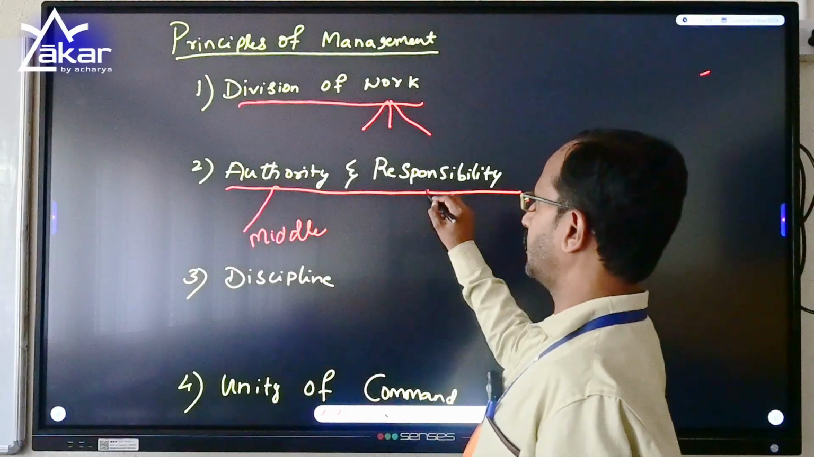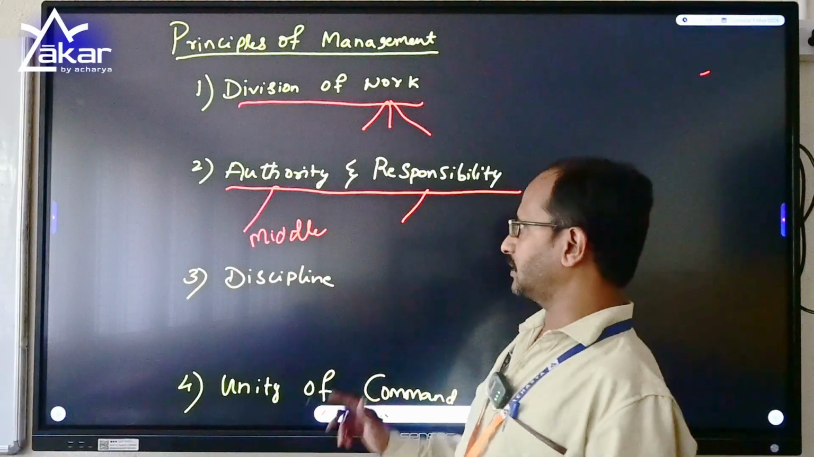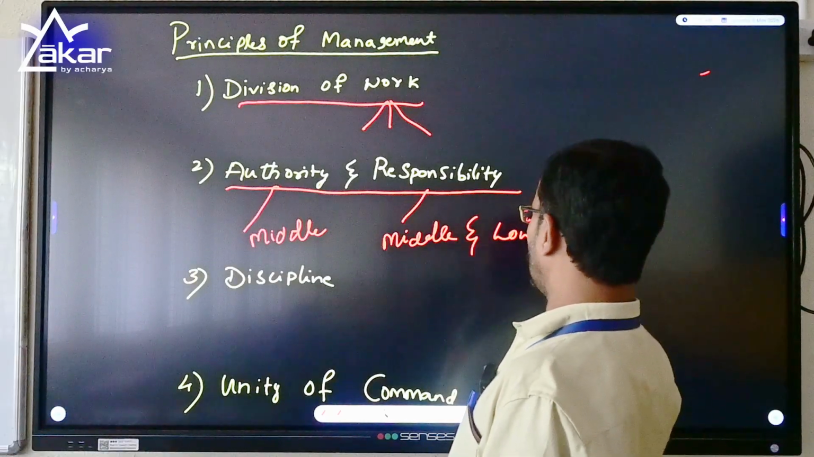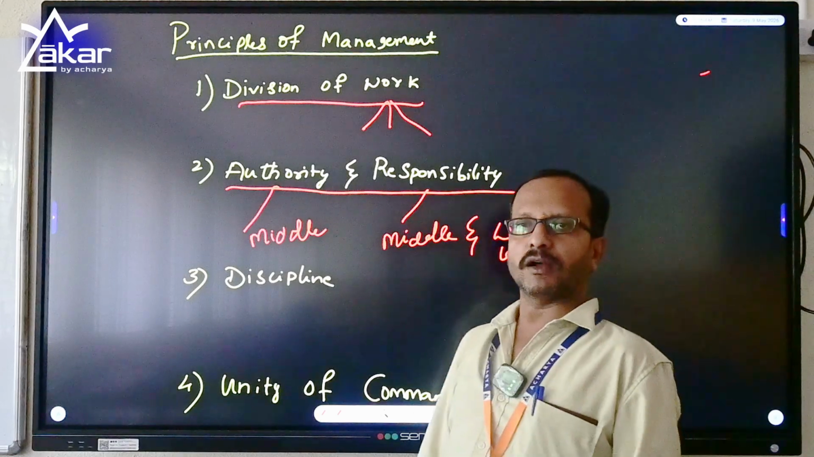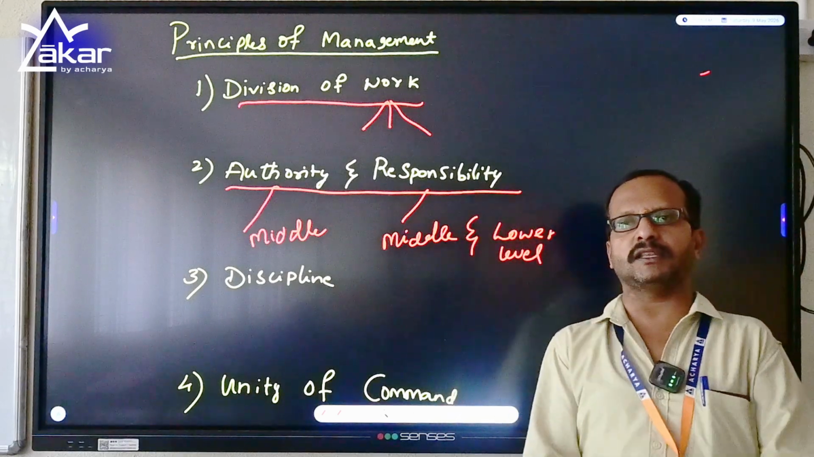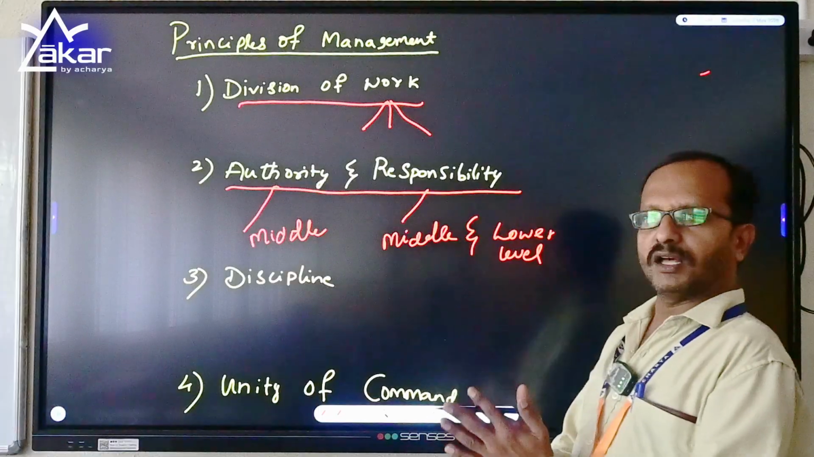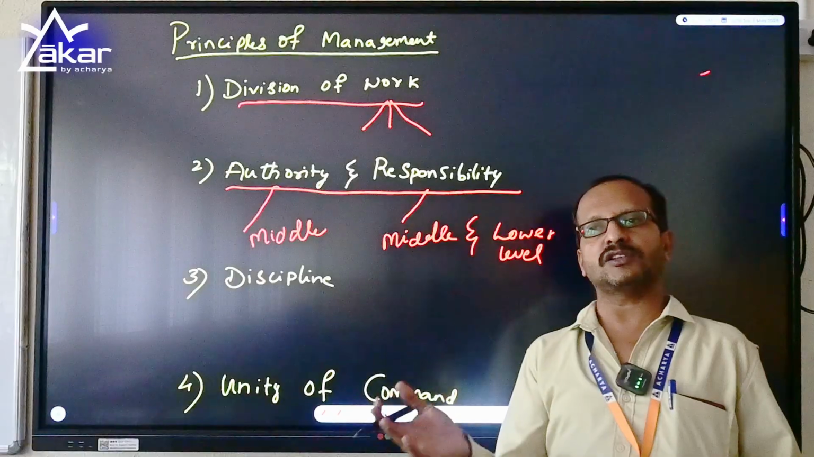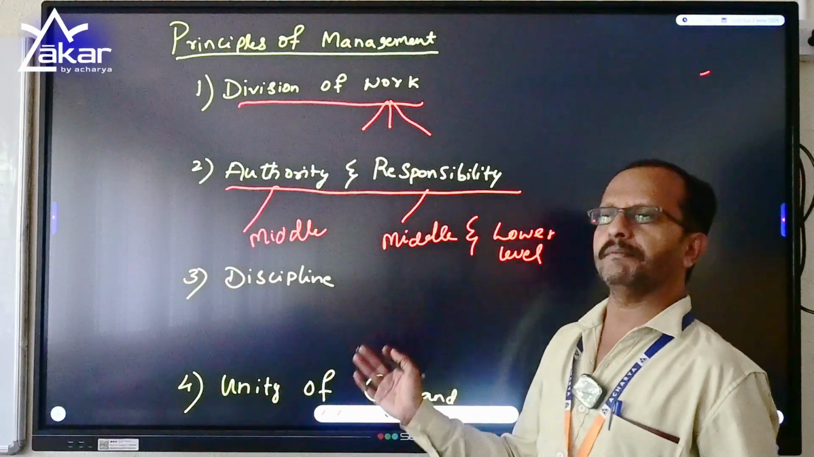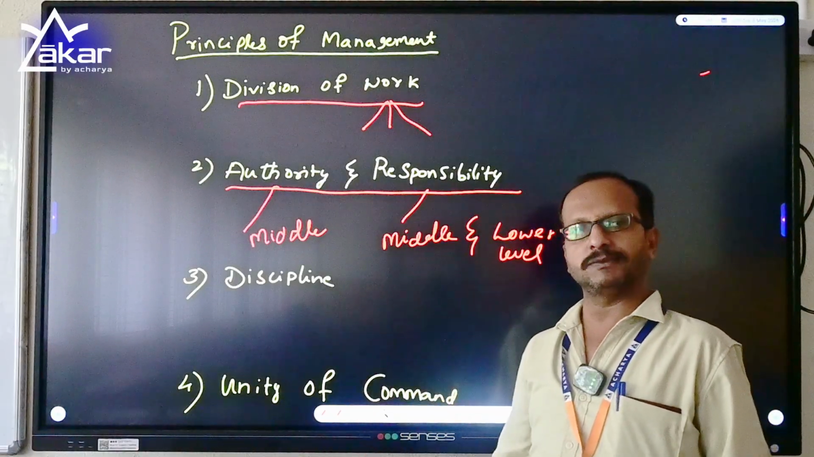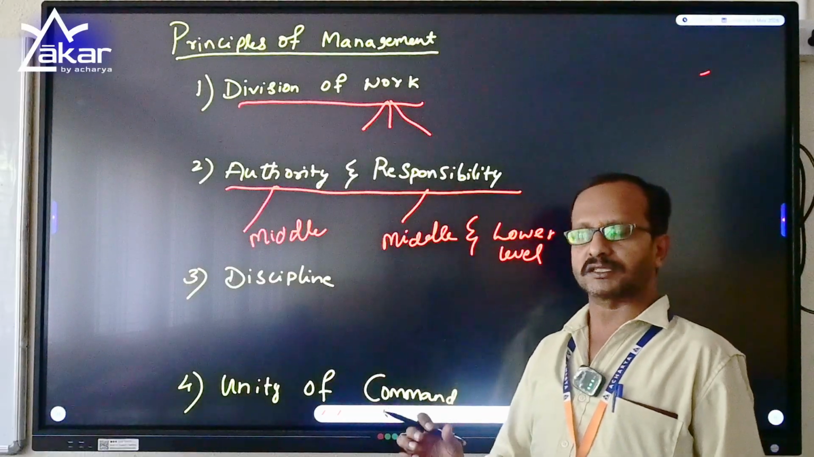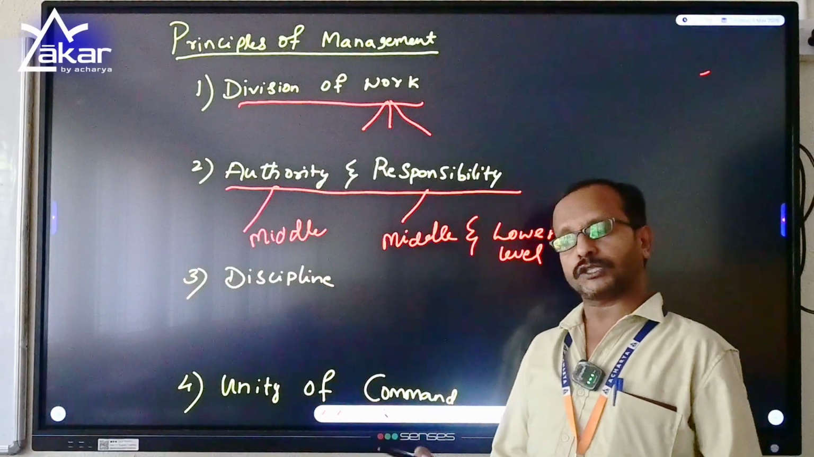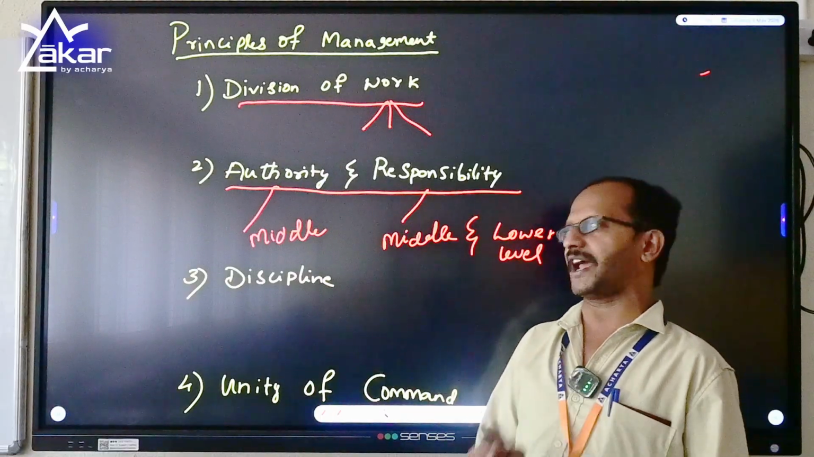And on the other hand, responsibility. Do remember that responsibility will not be taken only by middle level, and it is also held by lower level people too. Because without the responsibility being taken by the operational management, the work or the task will not be achieved on time, and the management may fail to achieve the organizational goals. So authority by middle level management and responsibility by both middle level and lower level. That means both middle level management people, that is departmental heads, and the operational people have to take the responsibility to finish the task on time.